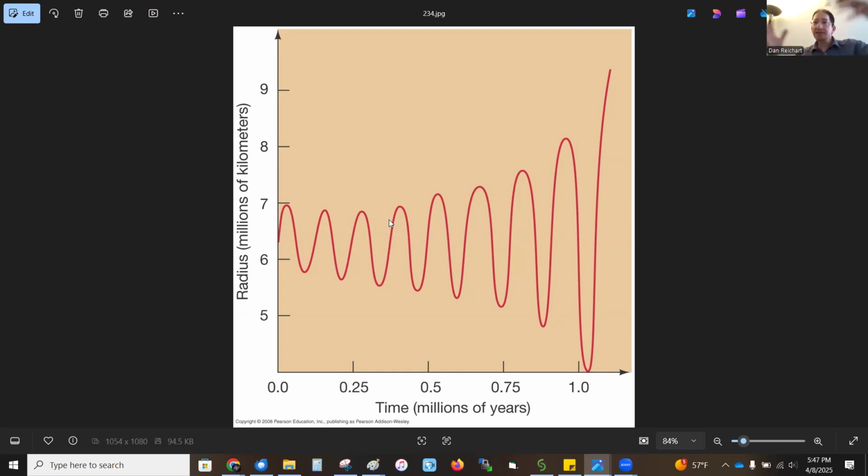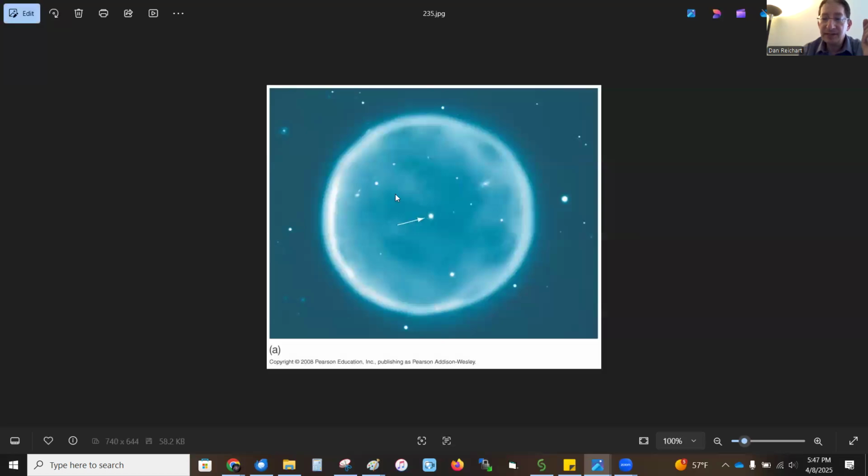But eventually, these oscillations get so big that the outer layers are expanding at the escape speed. And so they escape. They just lift off. It's not an explosion. A planetary nebula is not an explosion. The outer layers just lift off because they're expanding fast enough that the gravity can't hold them. And you end up with this expanding shell of gas that we call a planetary nebula and a white dwarf in the center, the core of the star.